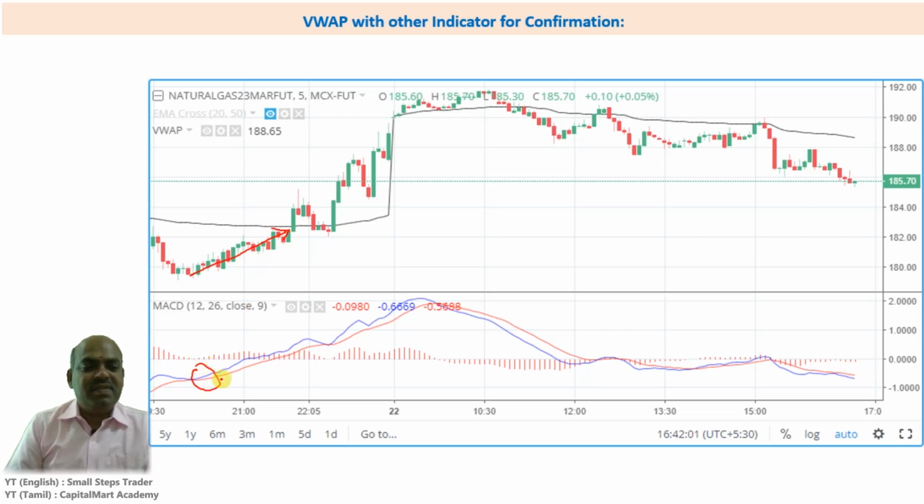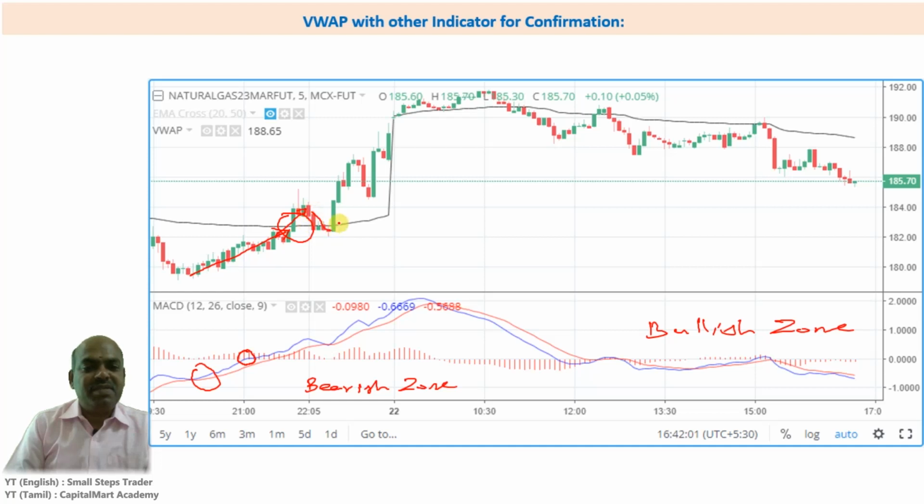See here, the MACD line is on the upper side, the signal line is on the downside, and see the MACD line crossed the zero line. This is the bearish zone, we can say. This is the bullish zone. So from the bearish zone, it moved to the bullish zone. Wait for that. See what happened in the VWAP. Exactly, it cut the VWAP line and prices moved up.